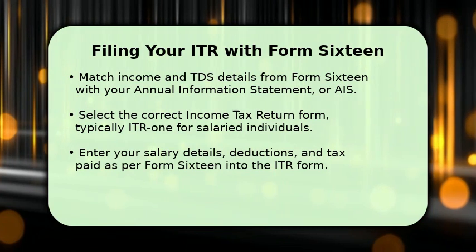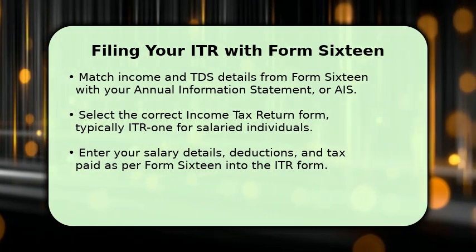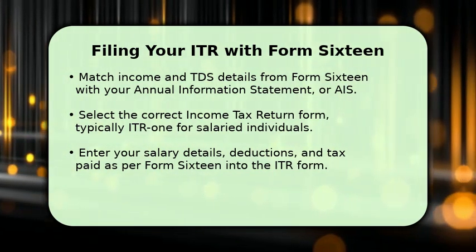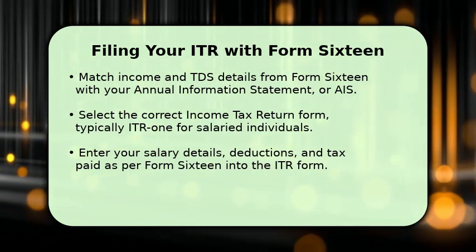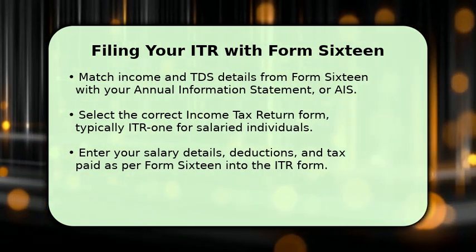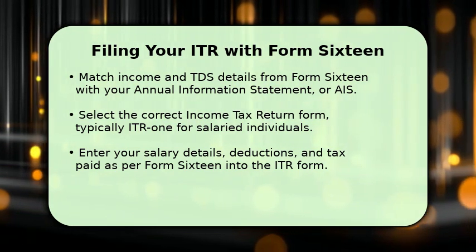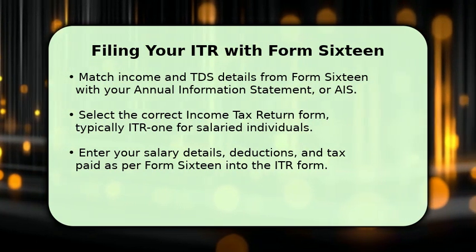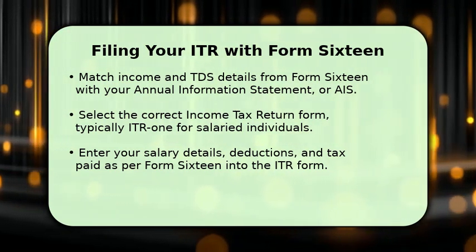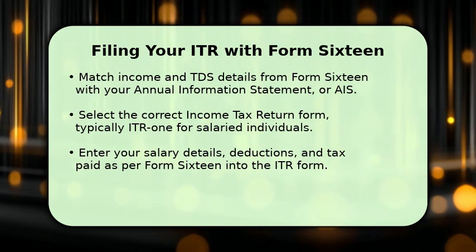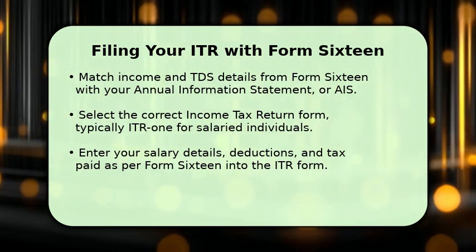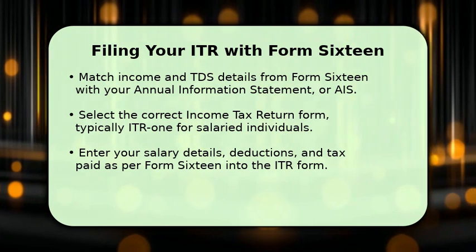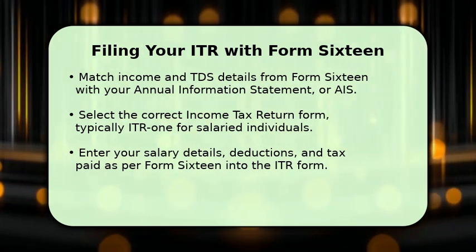Once you have your complete Form 16, the next step is to accurately transfer this information to your income tax return form. For most salaried individuals, ITR1 is the appropriate form. You'll need to input your gross salary, perquisites, and profits in lieu of salary from Part B. Then, enter your total tax deducted at source from Part A. Double-check all figures to ensure consistency and avoid any discrepancies that could lead to notices from the tax department.